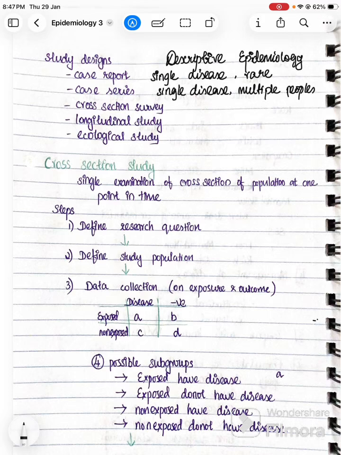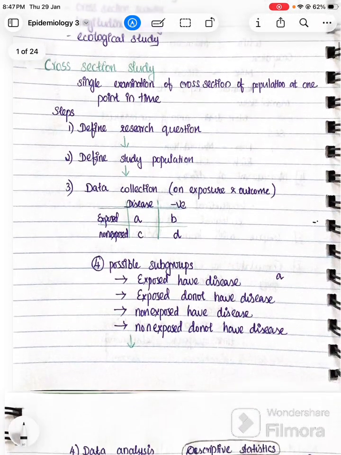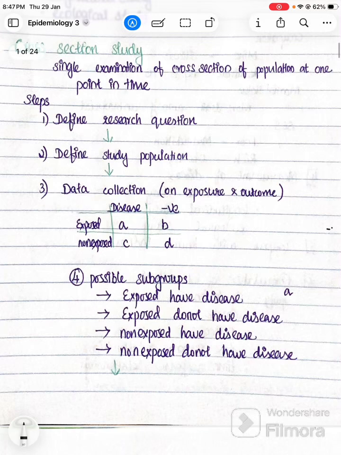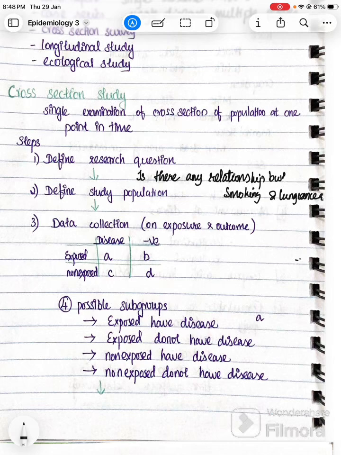Now cross-sectional survey or cross-sectional study. So, a single examination of a cross-section of the population at one point of time. We are going to ask about the exposure details, and then we are going to ask about the outcome details at a single point in time. So the steps in cross-sectional studies: define the research question. For example, is there any relationship between smoking and cancer? This is our research question.